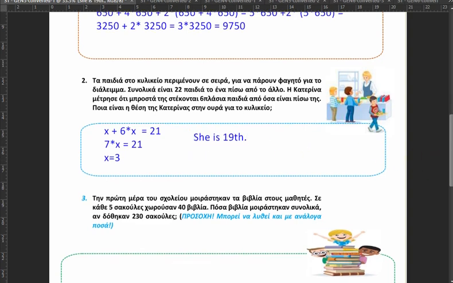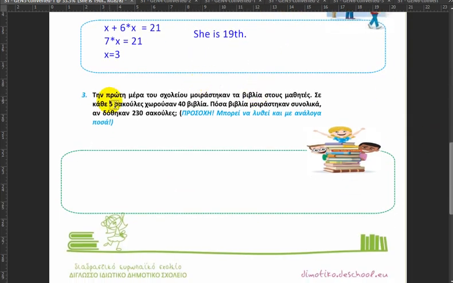First day of school, students get books. They separated 40 books into 5 bags. And then we're being asked how many books were given if a total of 230 bags were handed out, right?